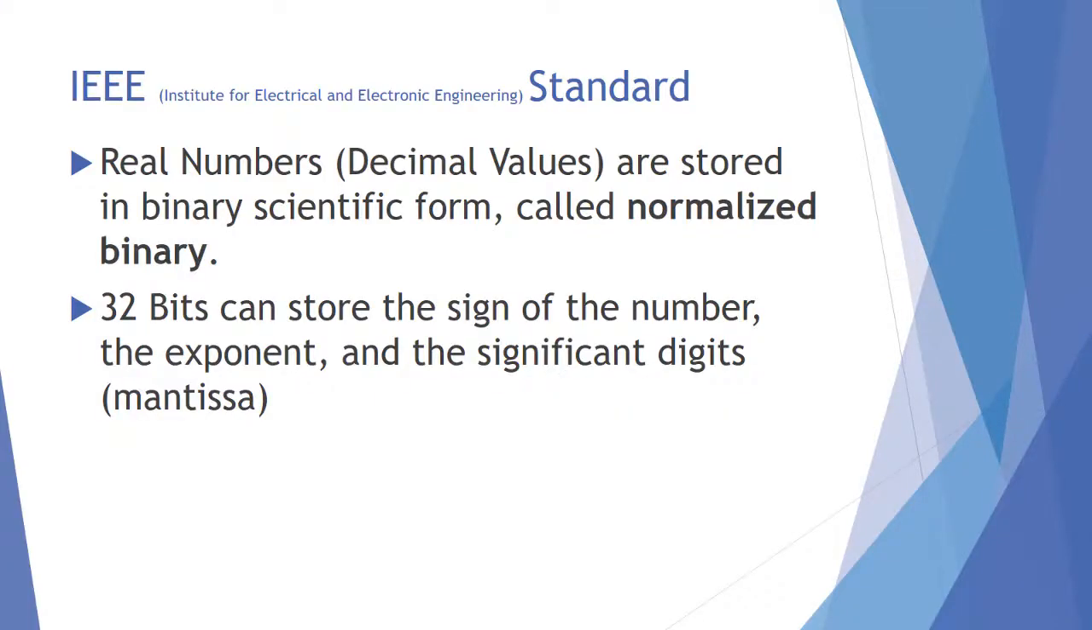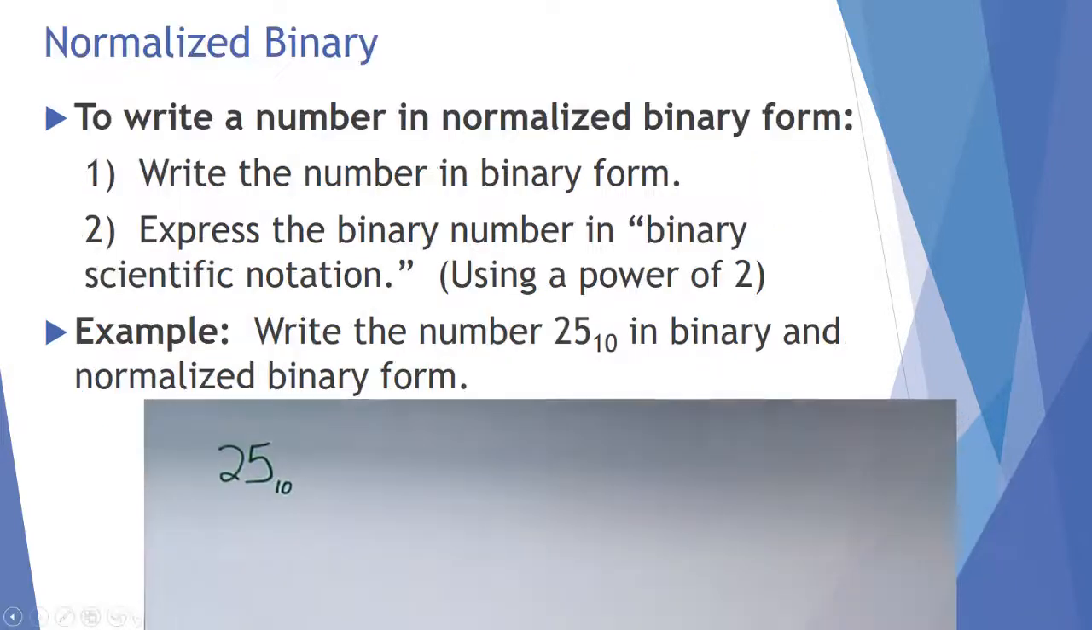Okay, so the IEEE standard requires us to be able to do two things. First of all, recognize and write real numbers in normalized binary form. We'll do that first. And then use 32 bits to store that normalized binary form along with the exponent and the significant digits in the number. So let's start by looking at what's called normalized binary form. So first of all, what does it mean to use normalized binary form?